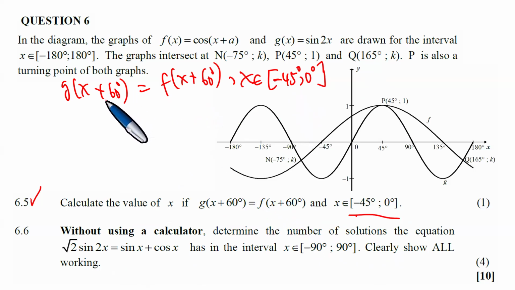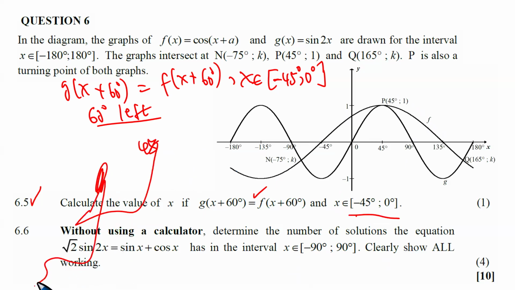Now, this transformation, x plus 60, means that the graph moves 60 degrees to the left. If you add, it means 60 degrees left. So the graph is going to move 60 degrees to the left. Obviously, you need to look at where the two graphs are equal to each other, but 60 degrees to the left. So you're going to take a point like 45, and then you subtract.